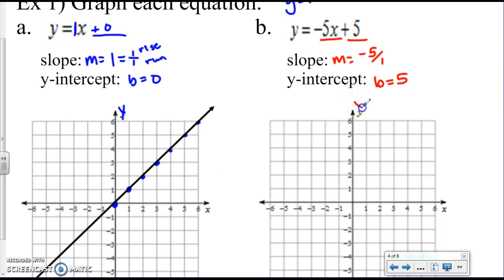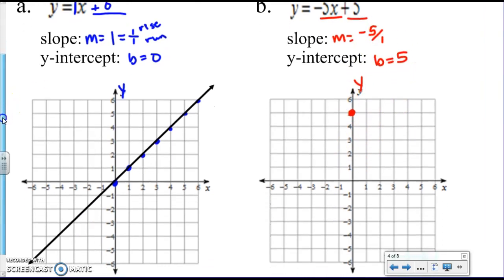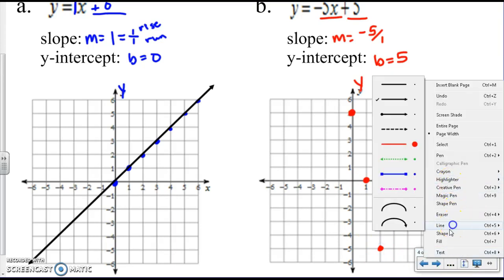So b stands for begin. On my y-axis, I'm going to go to positive 5. And my slope tells me how to move. So remember, rise over run. The top number tells me to go down 5 because it's negative, and then right 1 because it's positive. I'm going to go down 5 again, and right 1. Okay, so I should have made a nice straight line. I'm going to go ahead and draw my line in here.